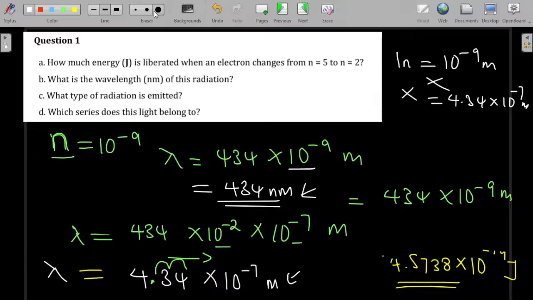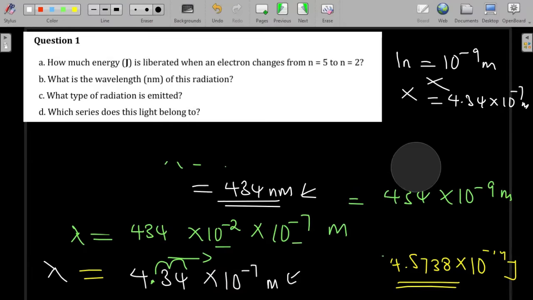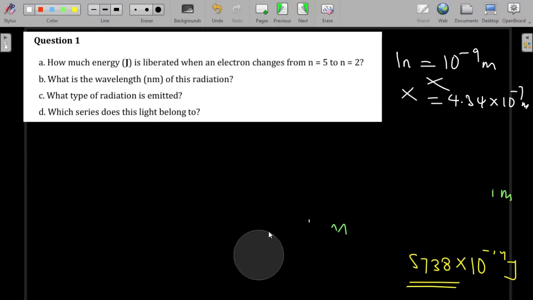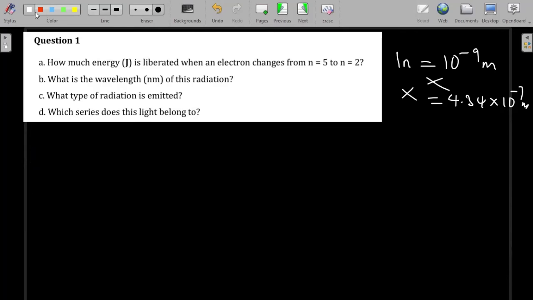Okay, and then we have a very interesting question on D. They're saying what type of radiation? Okay, so remember our lambda is 434 nanometers. So they're saying what type of radiation is this, and then which series does this light belong to? Okay, so here a very clever way is first to state the series, and then you know the type of radiation.